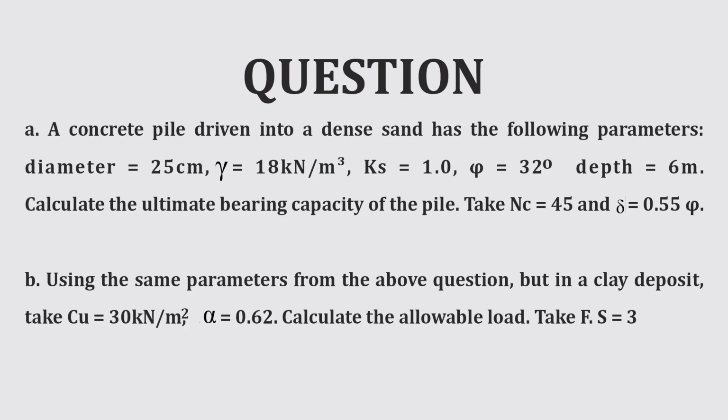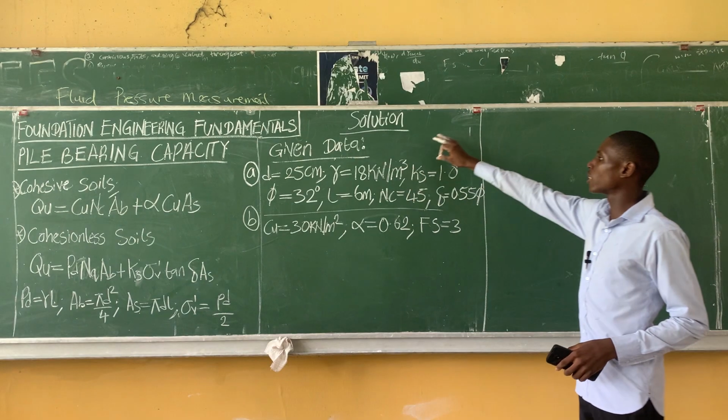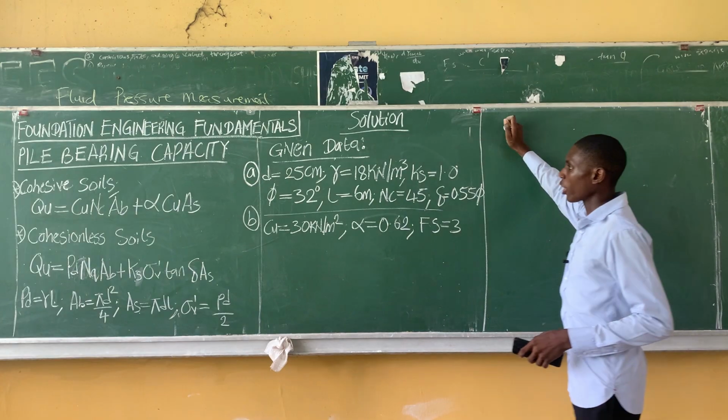The second part says, using the same parameters in the above question, but in a clay deposit, take Cu to be 30 kilonewton per meter square and alpha to be 0.62. Calculate the allowable load. Take the factor of safety to be 3. All right, these are the given parameters from the problem we are considering.